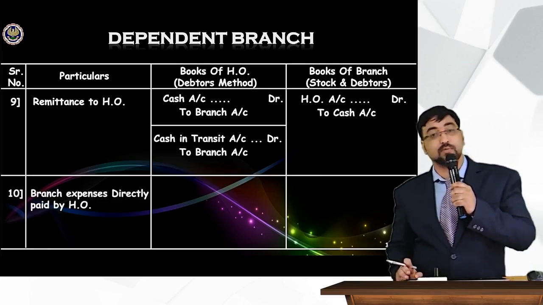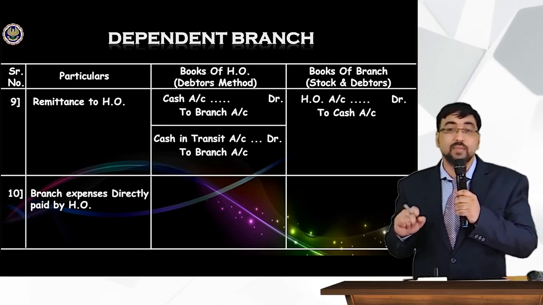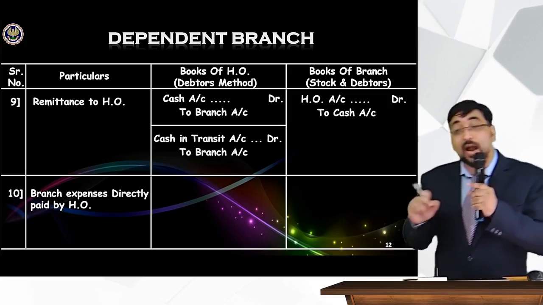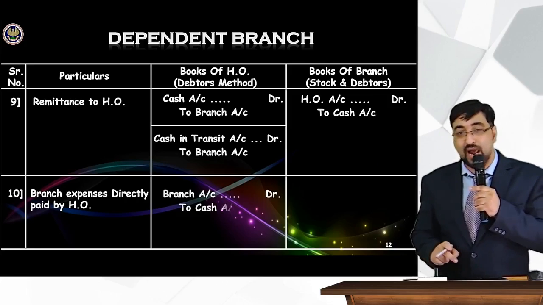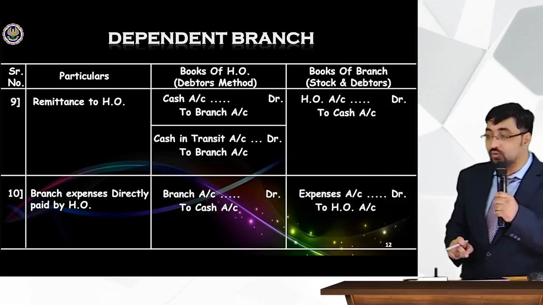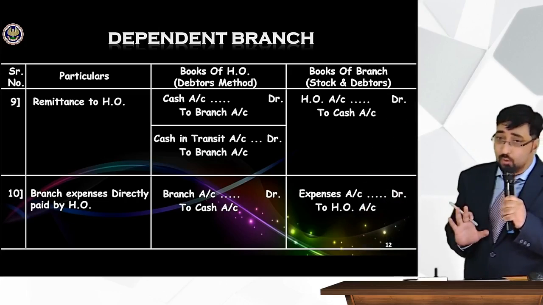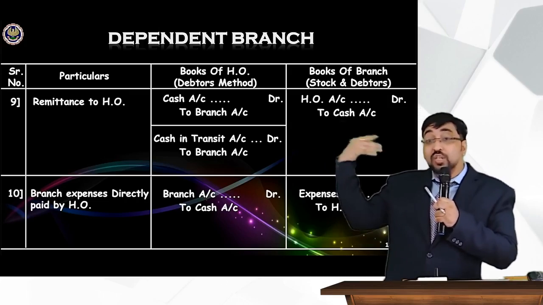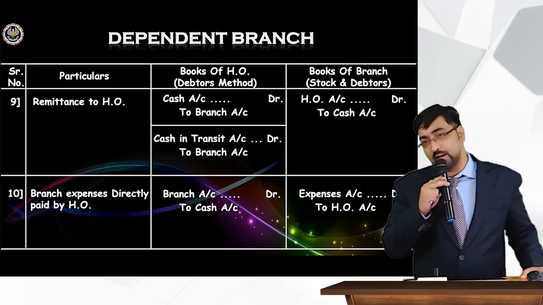And last one, branch expenses directly paid by HO. Here expenses are of branch and payment is made by HO. This is again inter-unit transaction. You will record expenses in the books of branch and payment in the books of HO. So what entry will pass? Cash goes out for HO, so branch account debit to cash, and in the branch books all expenses are debited, therefore expenses account debit to HO account. HO is a creditor. Remember debtor creditor relationship. If you want to understand this problem, for example, here expenses are paid by HO, therefore branch is a debtor for HO, and in the books of branch, HO is a creditor. This is very simple.